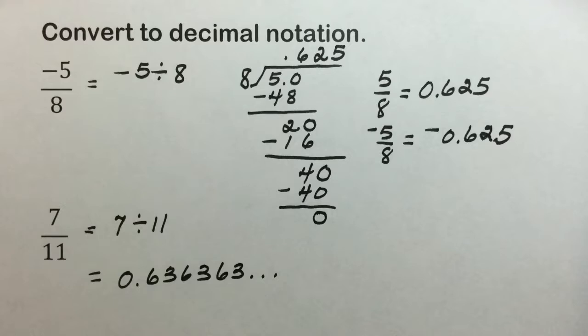We have notation for abbreviating repeating decimals by writing a bar over the portion that repeats itself. So we have an equivalent decimal to the fraction or rational number 7/11 of 63 hundredths repeating.